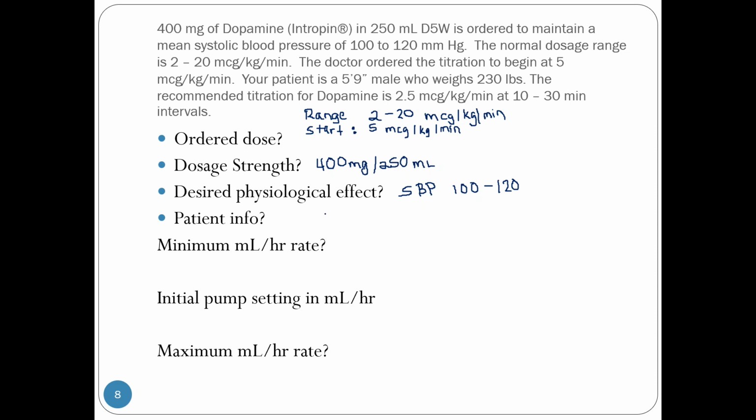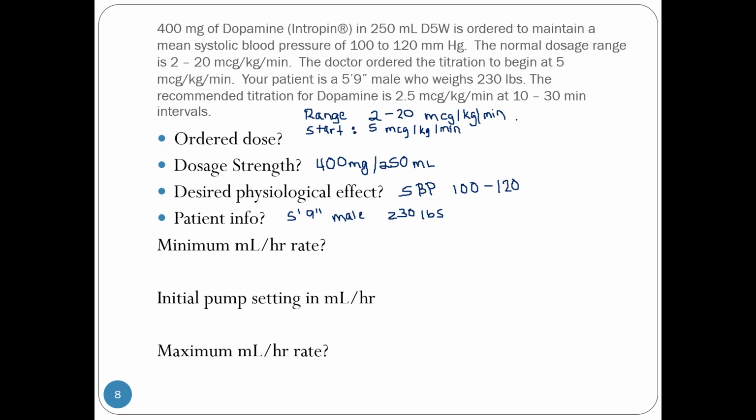Then I read about my patient that he is a 5'9" male. So that's 5'9" male and 230 pounds. I can tell from what I've already written down that I'm going to need to change the pounds into kilograms, but I'm going to finish reading before I start doing any math.